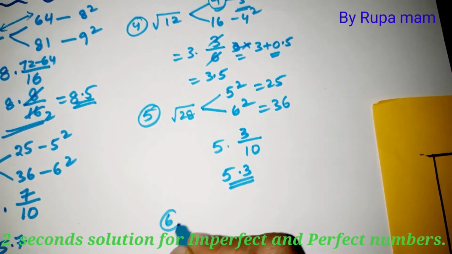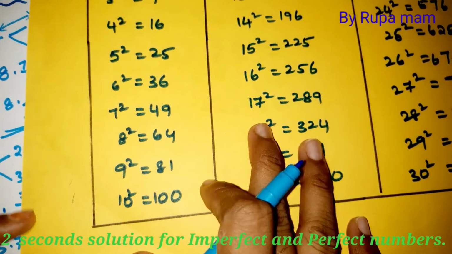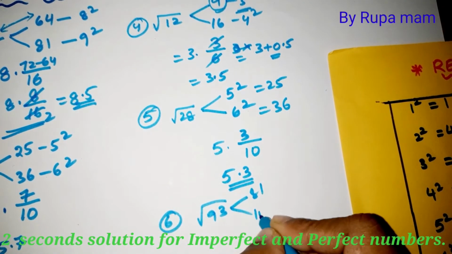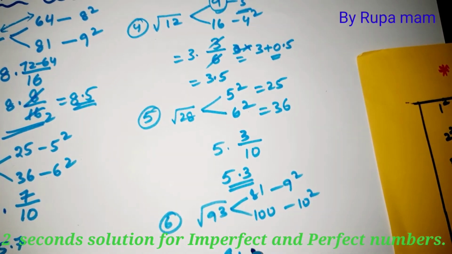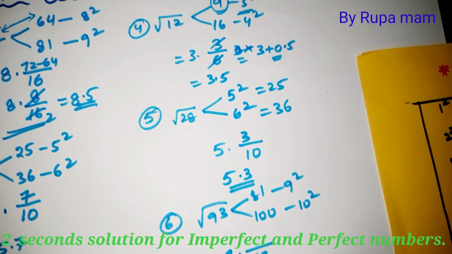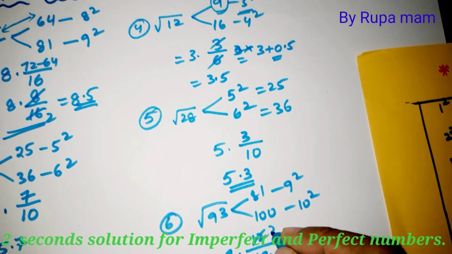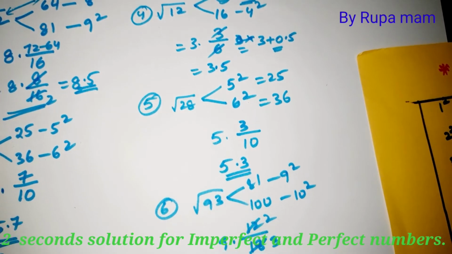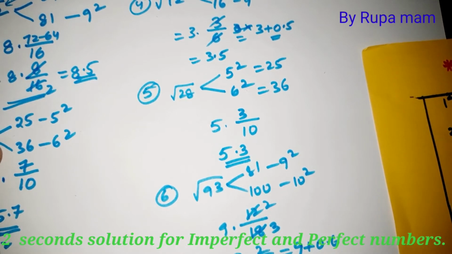For example, take root over 93. Here 93 is present between which squares? 9 square and 10 square. 9 square is 81, 10 square is 100. I take 9. The doubling of 9 is 18. The difference between 93 and 81 is 12. 12 by 18 is 2 by 3, which is nothing but 0.6. So 9 plus 0.6 is 9.6.